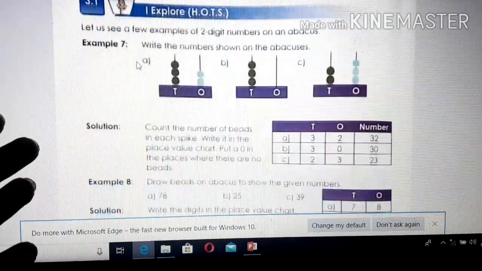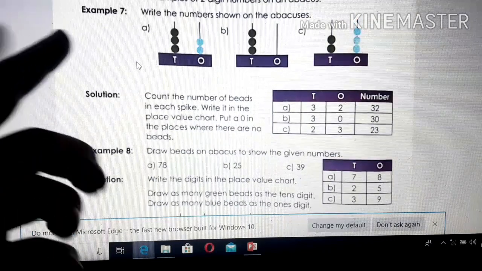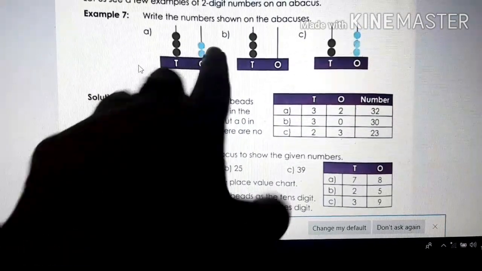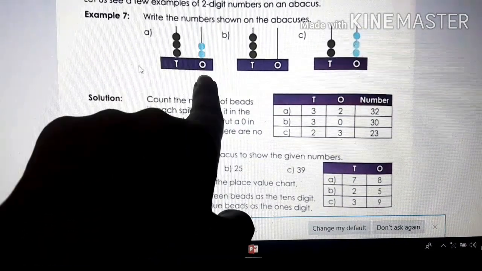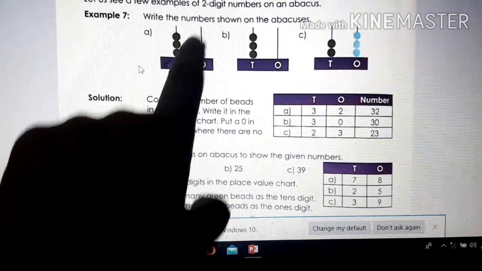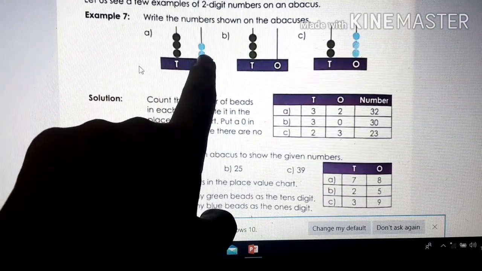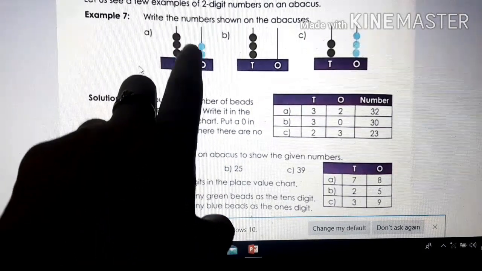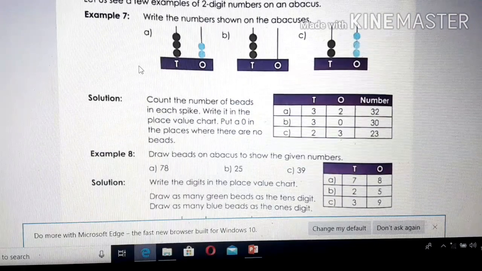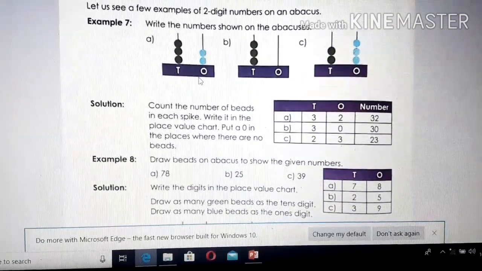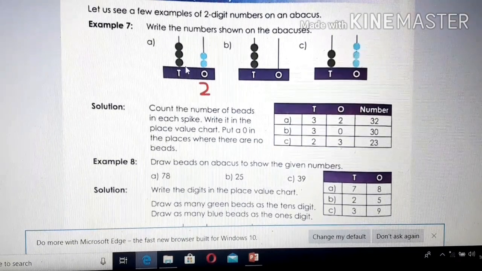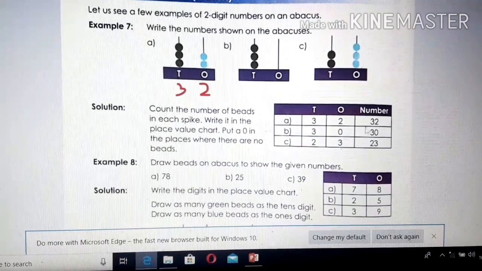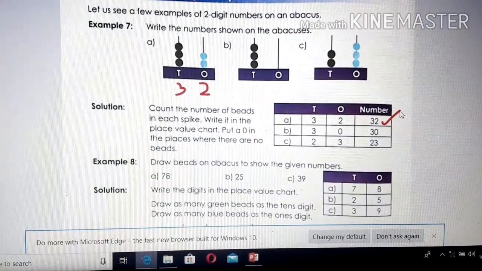Next, example 7, children. Let us see a few examples of 2-digit numbers on an abacus. You know, it is very similar to the place value chart. Place ones, tens. These are the spikes. So you have to see how many beads are there in the spike. Okay. So in ones place, how many beads are there? 2. And in tens place, how many beads are there? 3. So you get the number what, children? You get the number 32.